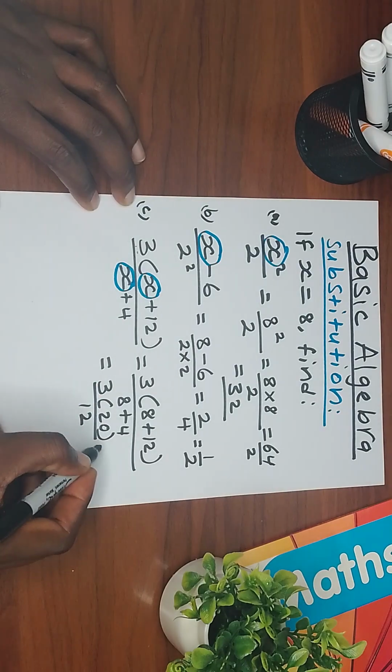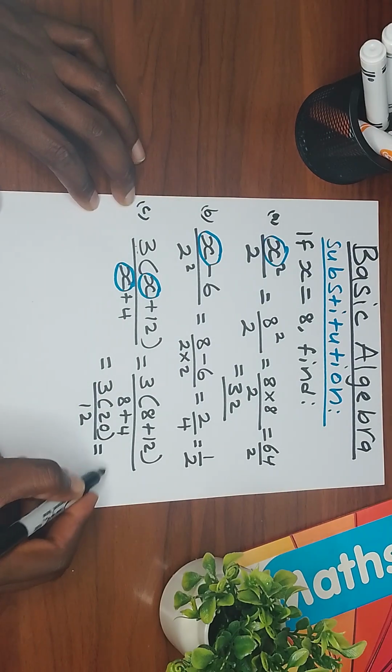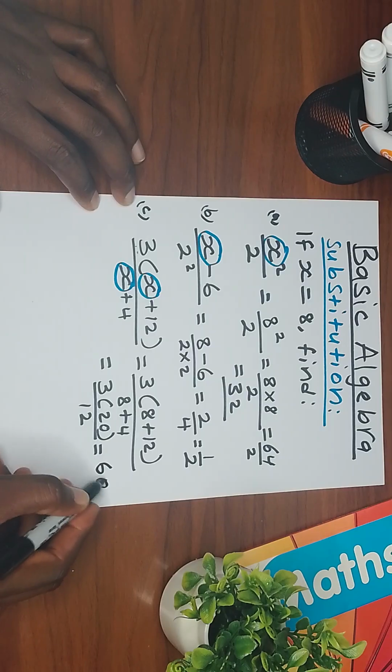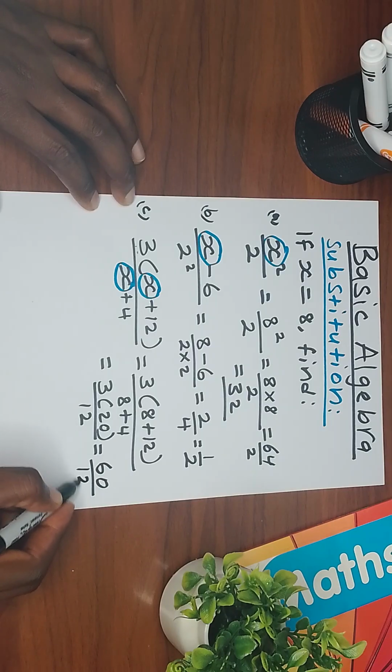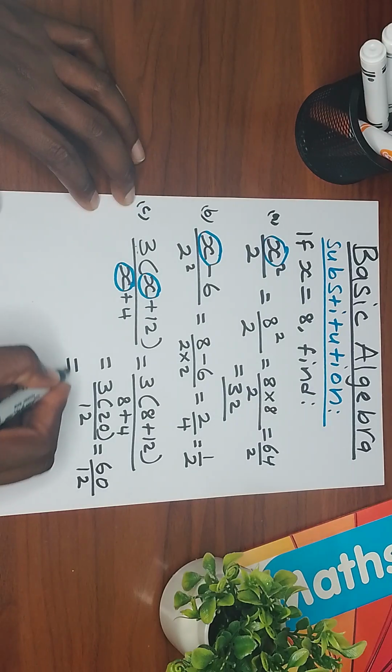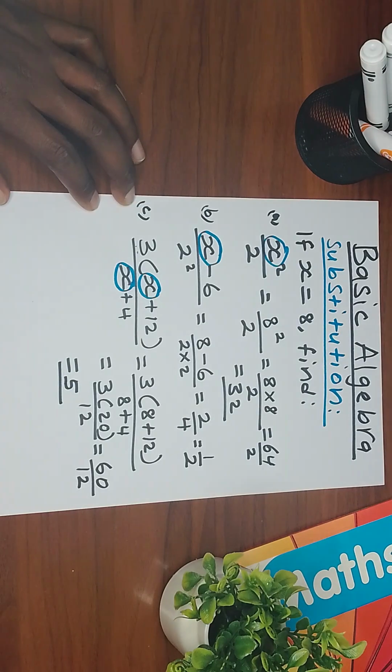So in this, our answer is going to be 3 times 20, that is 60. 60 divided by 12. And in the multiples of 12, we have 60 5 times. So our final answer is going to be 5.